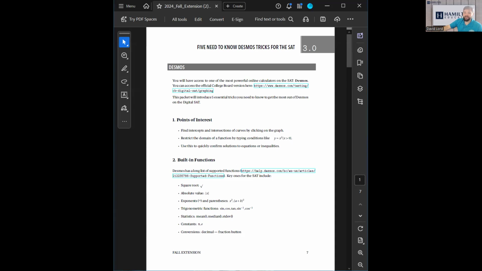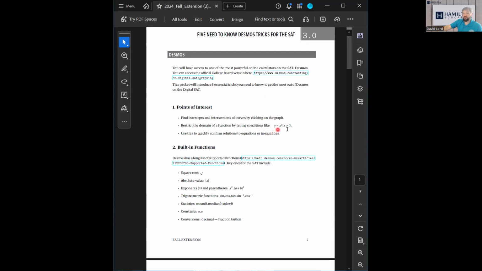One, you can find a lot of the functions on the SAT through the Blue Book app itself. You can also go to this link, which will be provided in the channel. But yes, the first thing is Desmos is pretty good at giving you points of interest automatically. So it can typically give you intercepts and intersections of curves by clicking the graph and looking for little gray dots. One thing that's also helpful is restricting the domain of functions, so that way you can focus on only the values that are positive, or only values that are negative. And then lastly, we'll go over how to find the solutions of intersections pretty quickly.